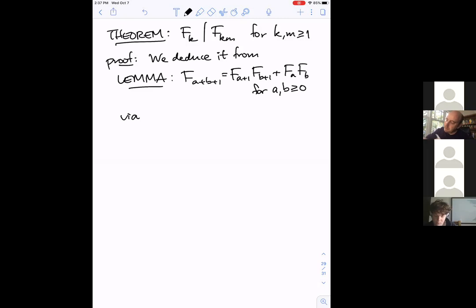And the way we deduced it from that lemma, right? I haven't yet proven the lemma, but assuming we could prove it, what did we do? We just made some artful choice of the a and the b. Let me just remind myself what the choices were. A is going to be k times m minus 1.